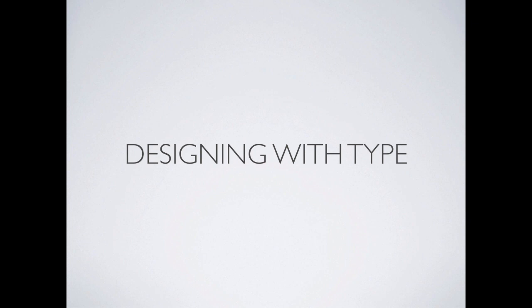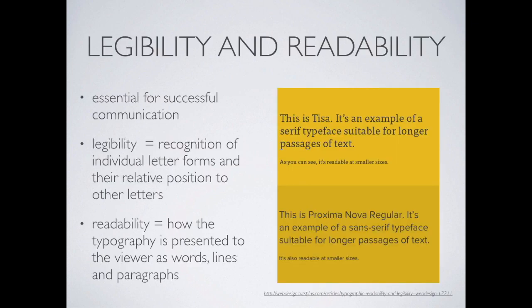So when we get into designing with type, we want to think about two different things. One is legibility, and the other is readability. And they're two different things. They sound the same, but they're different. They're both essential for successful communication of an idea. So first off, legibility is the recognition of individual letter forms and their relative position to other letters. So it's letter-to-letter recognition.